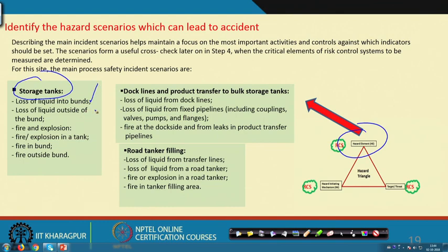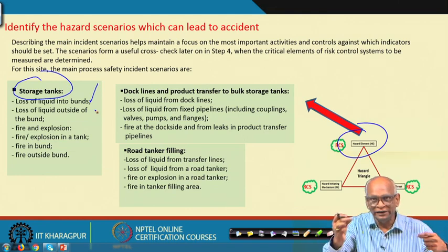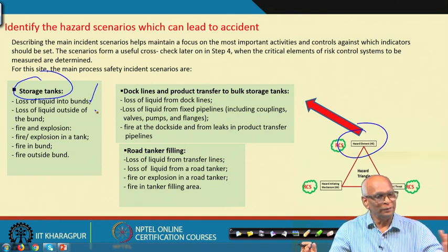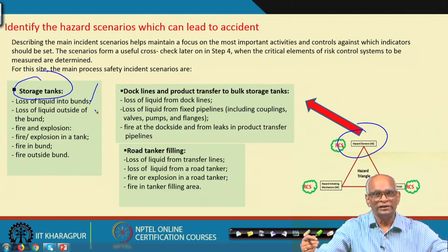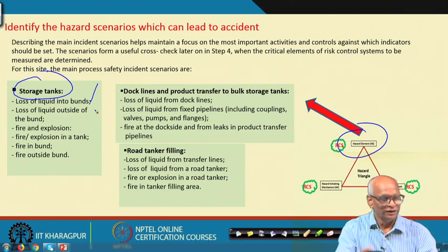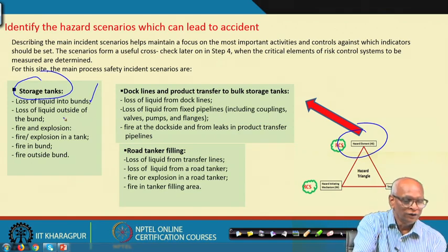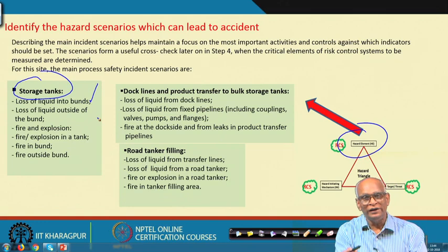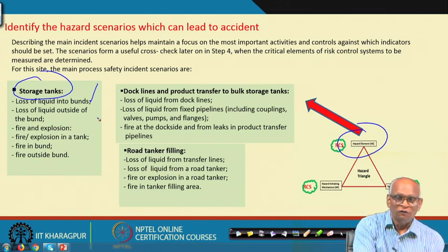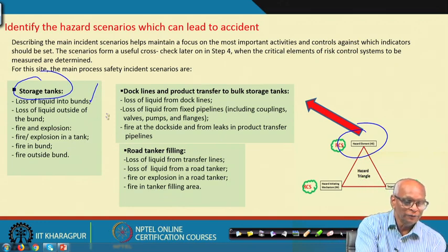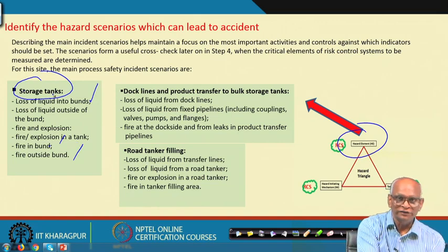Loss of liquids. In the bunds, the tanks will have a bund. A bund is, in any case, if any leakage happens, the bund will hold the liquid. It will not go to the outside. So, loss of liquid from the tanks, loss of liquid outside of the bund. If the bund fails, it will go to the outside. Fire and explosion in the tank, fire and explosion in the bund, and fire outside. These are all hazardous elements for the storage tanks.